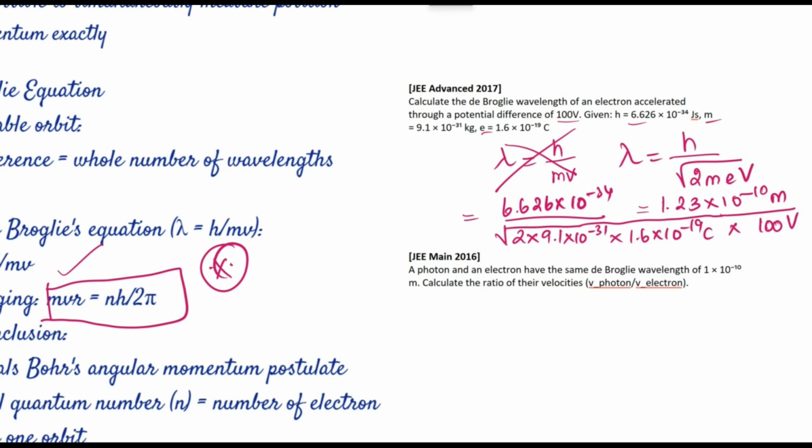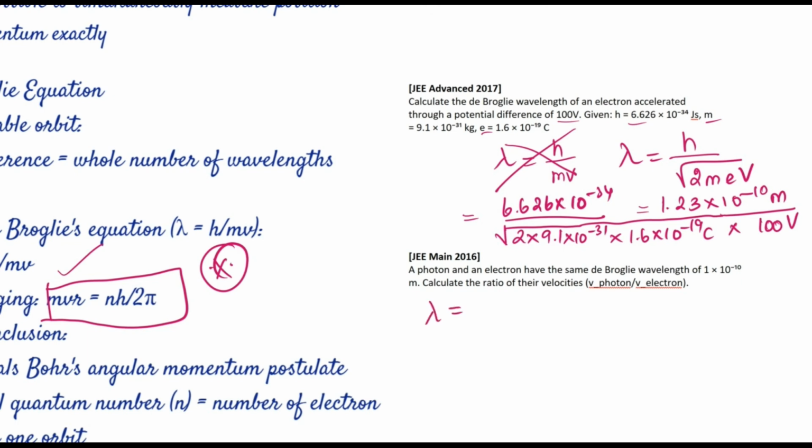Let's solve this problem, which is asking about a photon and an electron that have the same de Broglie wavelength of 1 into 10 to the power minus 10 meters. Calculate the ratio of their velocities, nu photon versus nu electron.